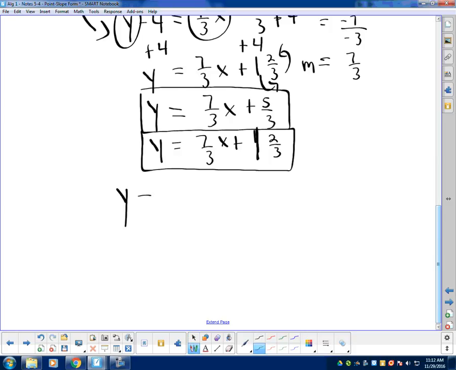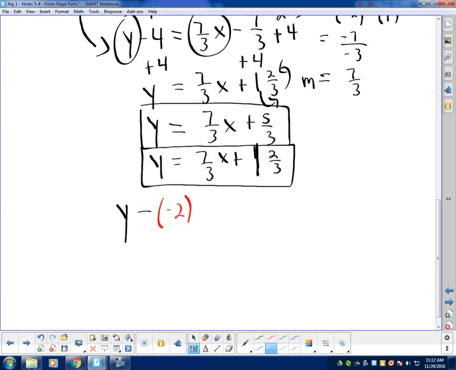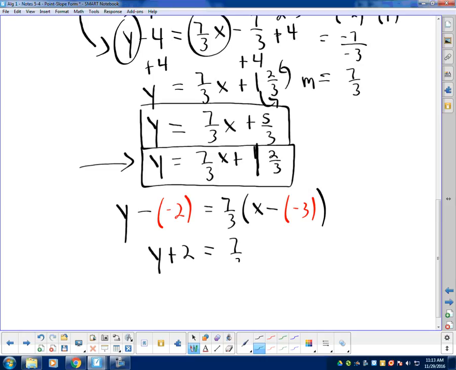For example, I'd have y minus, in parentheses, there's a -2, equals, and then I'd have the 7/3 and x minus, and then in parentheses, -3. And the question is, will you get the same thing when you solve this for y? It should match this right here. Let's just check that. Minus minus would make that y plus 2. Here I have the same thing. X minus a -3 is x plus 3.